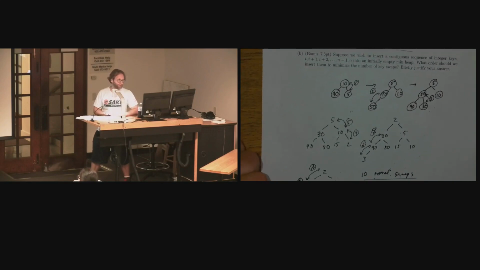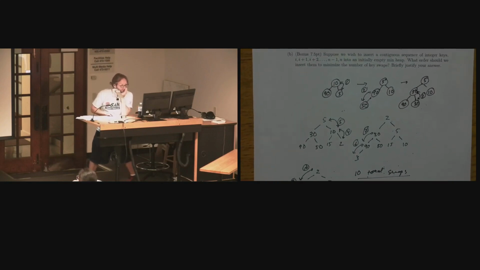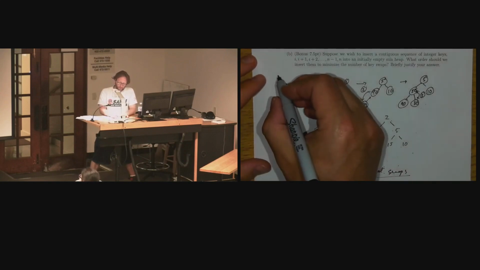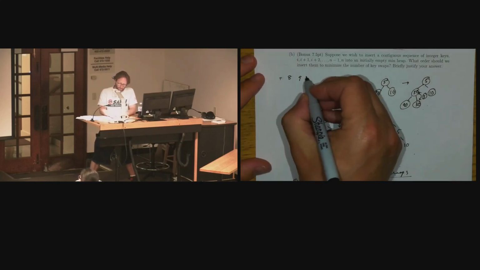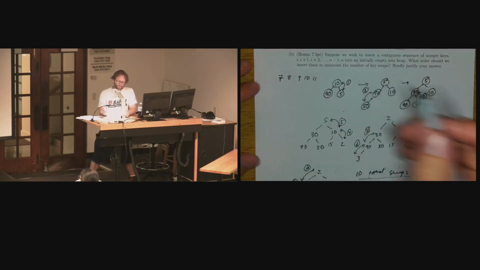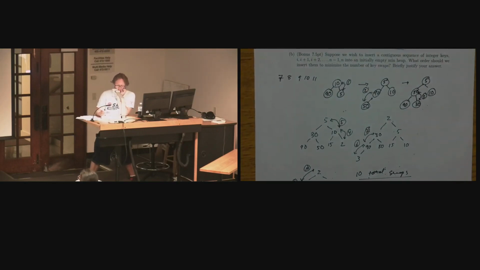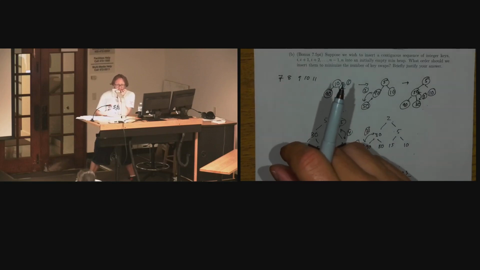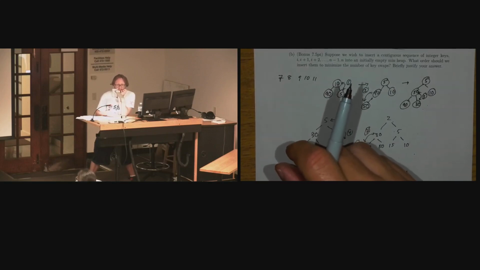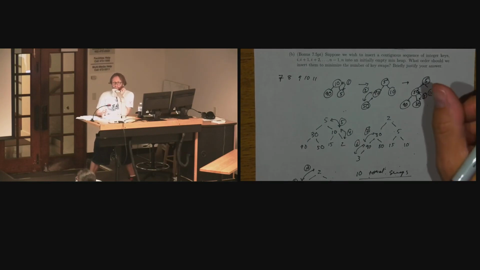The last one is, suppose we wish to insert a contiguous sequence of integer keys, i plus 1, i plus 2, all the way up to n, into an initially empty min heap. What order should we insert them to minimize the number of key swaps? So for example, it could be like 7, 8, 9, 10, 11. What would be the best order? How many permutations are there of 5 things? 5 factorial. What would be the best order to minimize the number of key swaps?